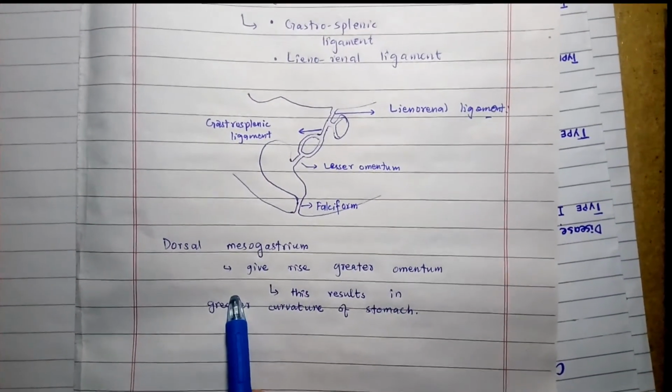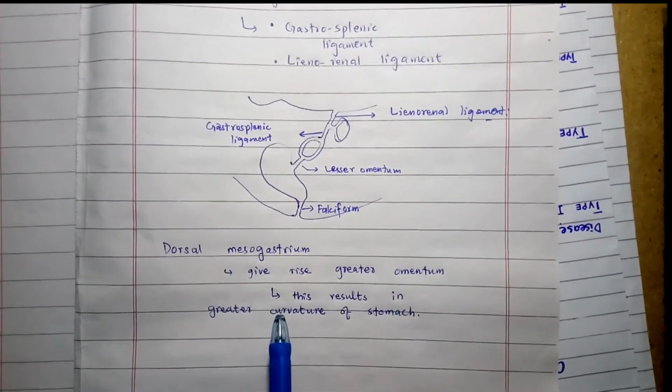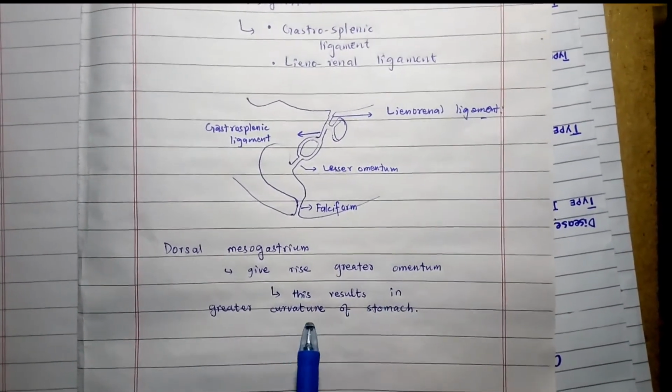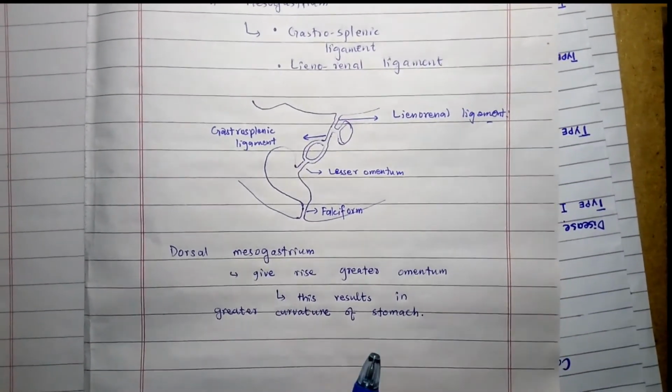At the end, the dorsal mesogastrium gives rise to the greater omentum, which results in the greater curvature of the stomach, and this is the development of the stomach.